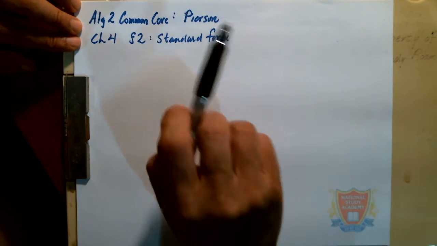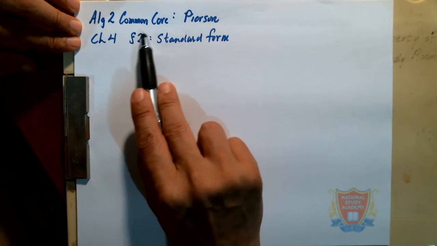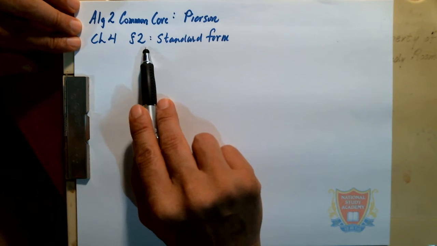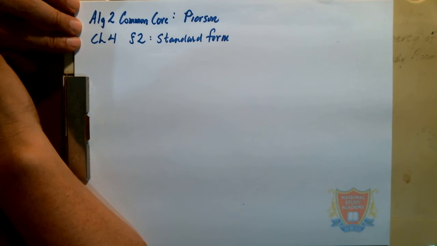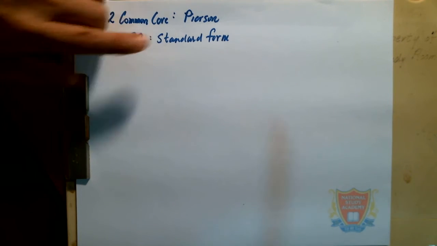This is going to be from Pearson, Algebra 2, Common Core. Chapter 4, Section 2 is called the standard form of the quadratic function. So, what is the standard form of the quadratic function?